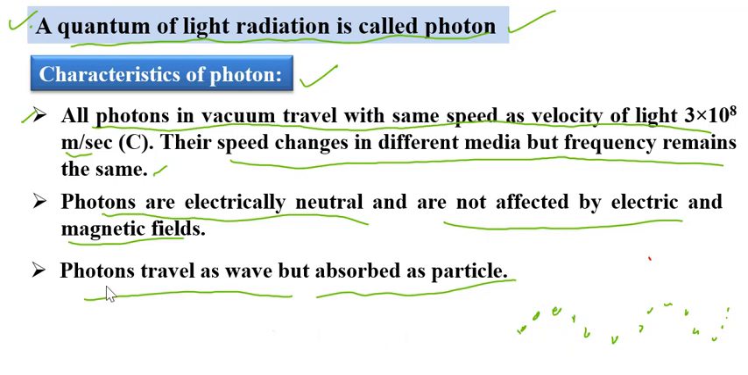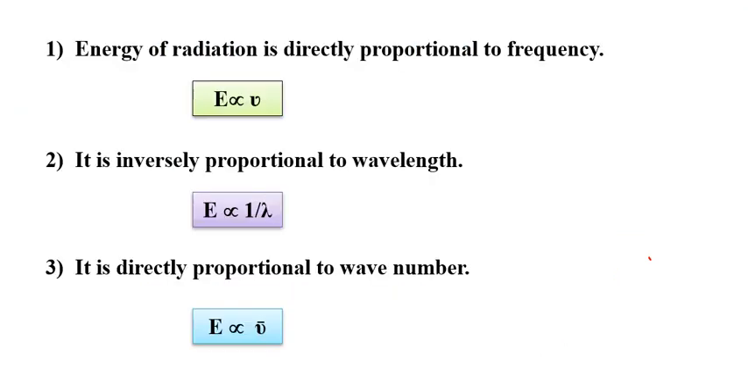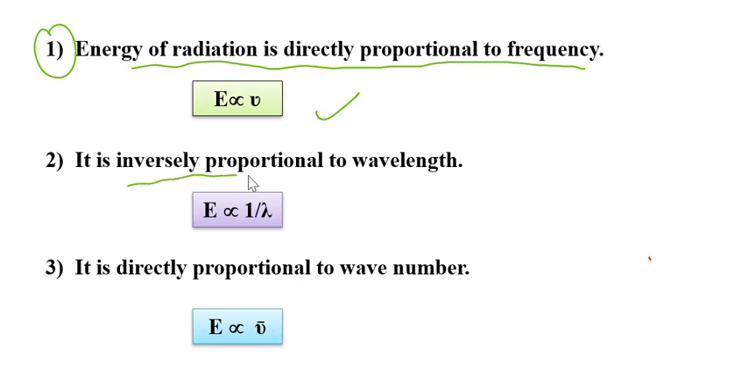Then the energy of the radiation is directly proportional to the frequency. E is directly proportional to nu. It is inversely proportional to the wavelength, E proportional to 1 by lambda. It is directly proportional to the wave number, E proportional to nu bar. These properties we discussed in wave nature.